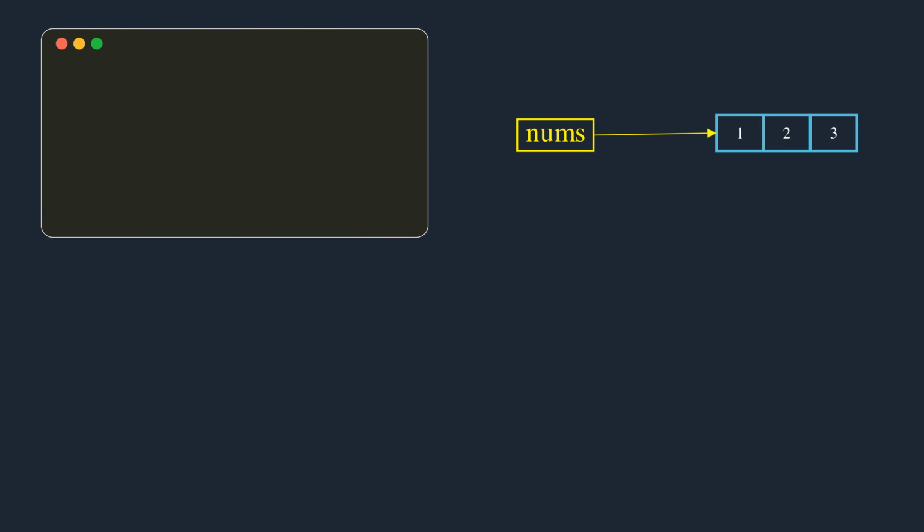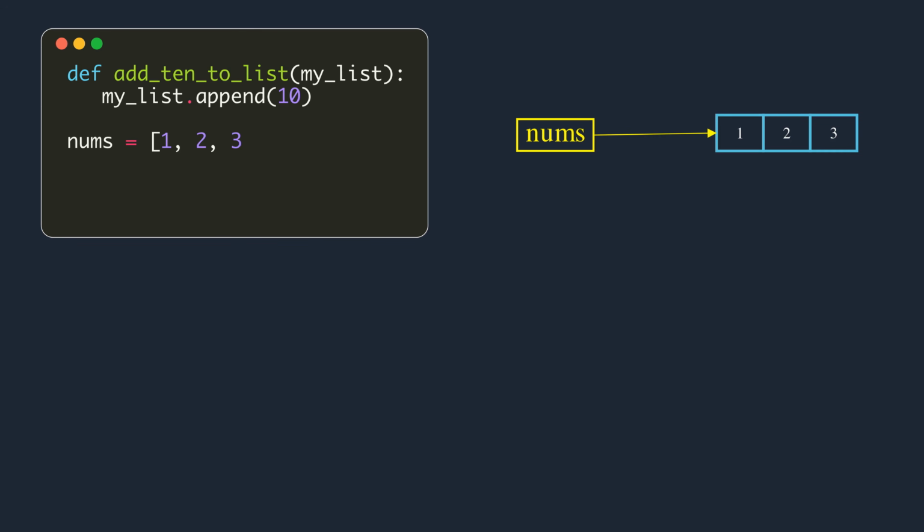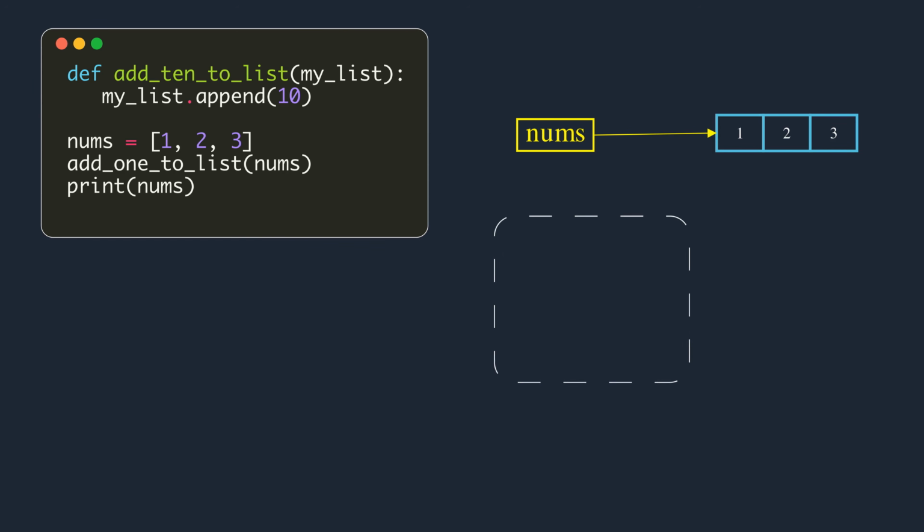Suppose we actually wanted to change the original list from within the function, we need to use the methods defined on the object. Here 10 is appended to the original list through the reference available within the function. Even when the function and my_list variable go out of scope, the changes persist.